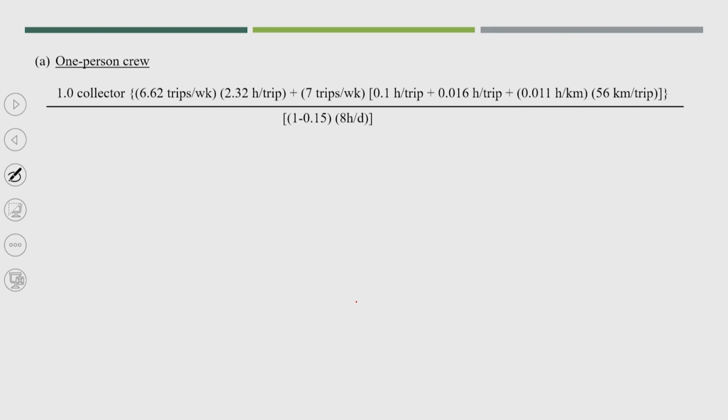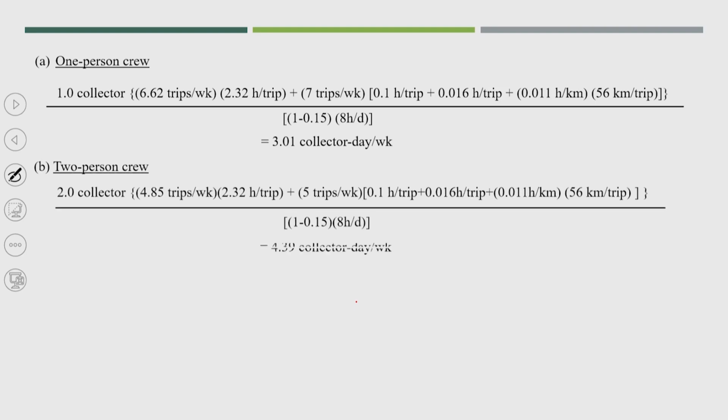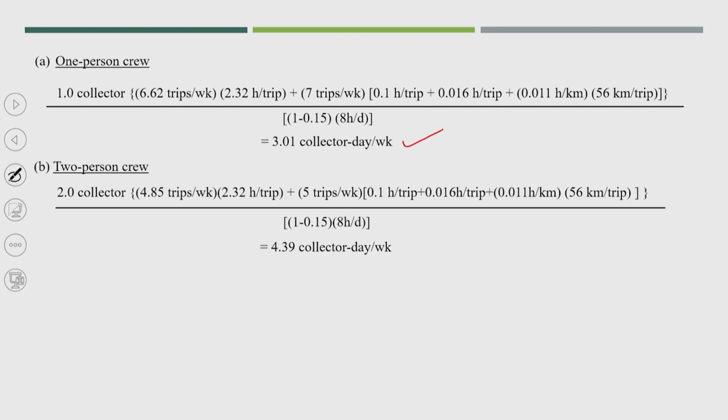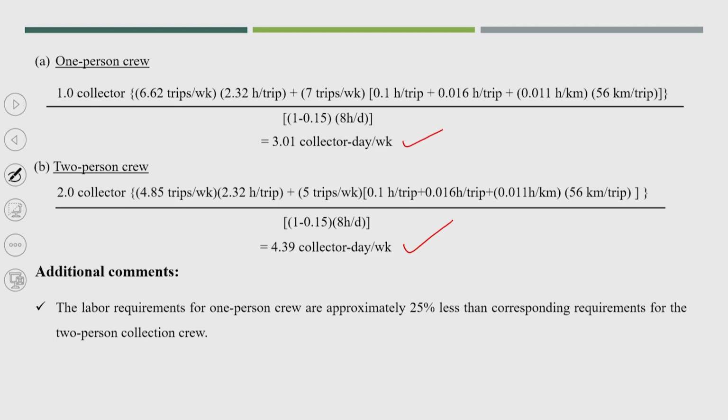Now, we calculate for the 1 person crew, it is coming out to be 3.01 collector days per week. So, this many days will be required for the 1 person crew, and the 2 person crew will require 4.39 collector days per week. So, here we can easily compare that the labor requirement for the 1 person crew is a lower value compared to the 2 person crew. So, the major comment on this solution: labor requirement for the 1 person crew is approximately 25% less than the corresponding requirement for the 2 person crew.